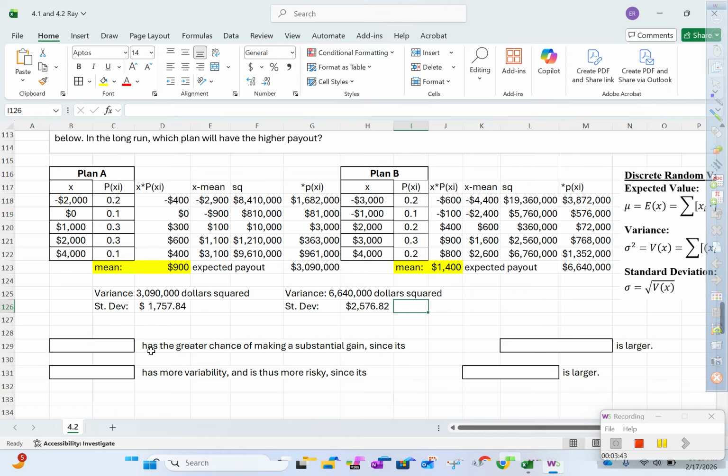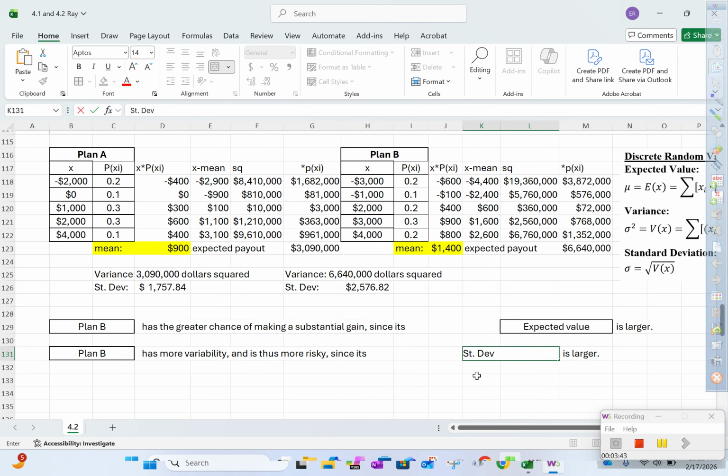It says, which plan has the greater chance of making a substantial gain? That one was my plan B, since its expected value is larger. But plan B also has more variability, and that makes it more risky since its standard deviation is higher. Okay, so more standard deviation is more variability, which sometimes can indicate risk.